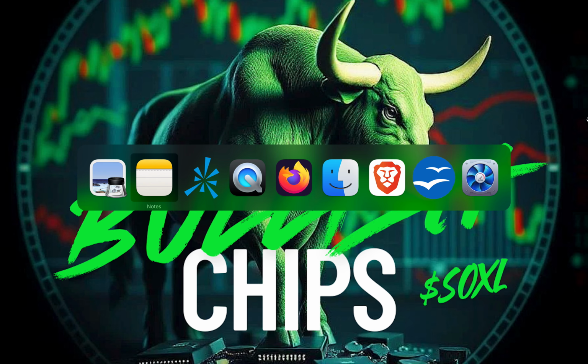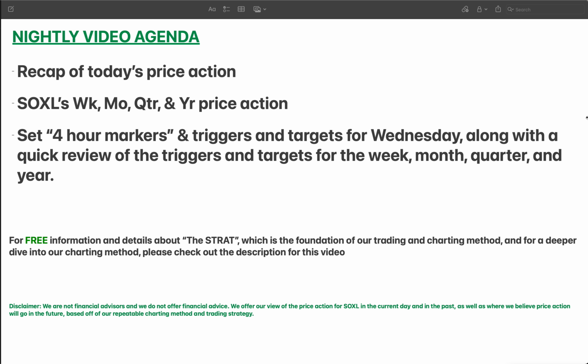So let's go ahead and check out the agenda for today. We'll go ahead and recap today's price action. Then we'll zoom out like we always do to keep level set and look at the week, month, quarter, and year. And we will then zoom back in to set our 4-hour markers and the triggers and targets for Wednesday, October 29th. And we'll do a quick review of the triggers and targets for the week, month, quarter, and year.